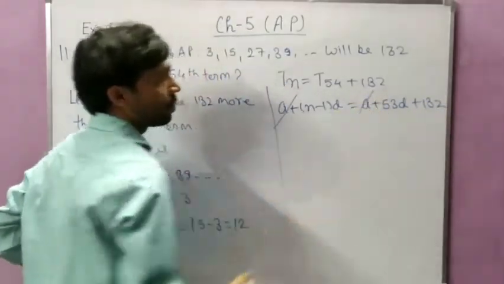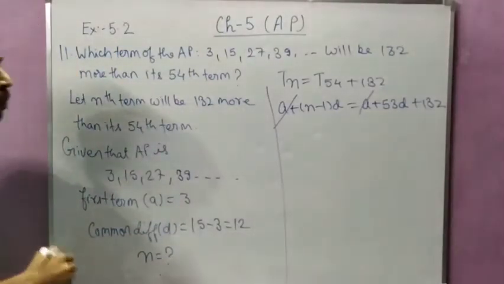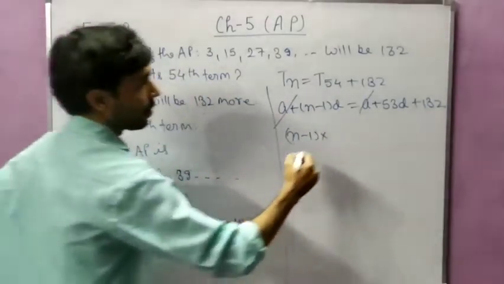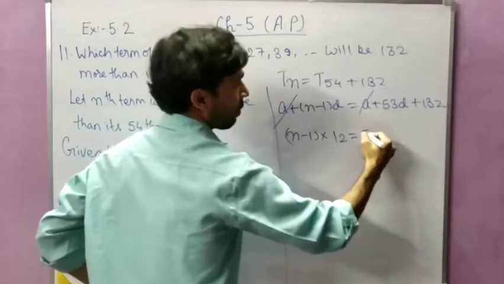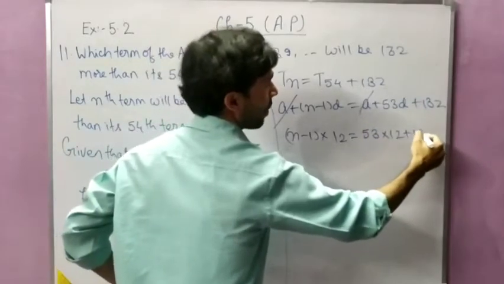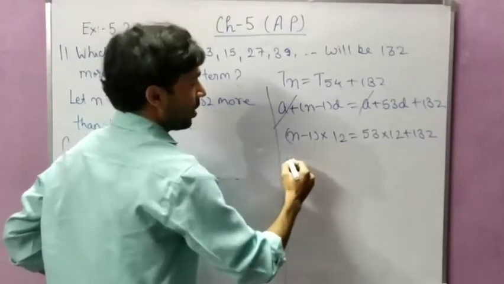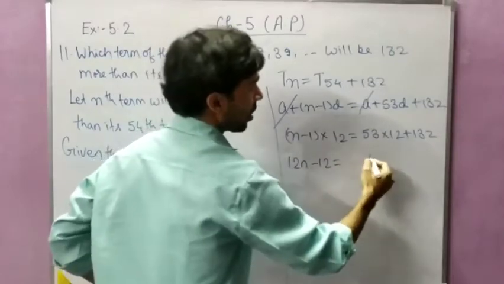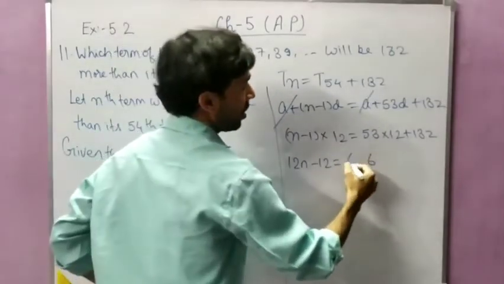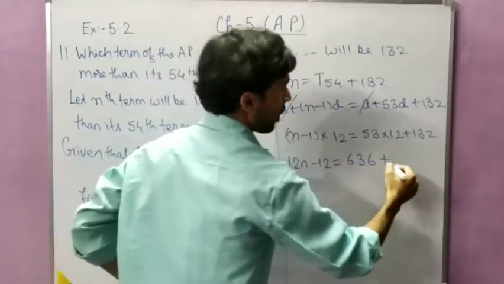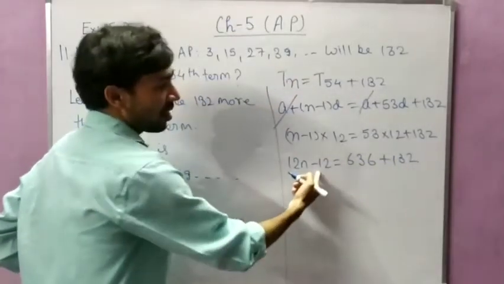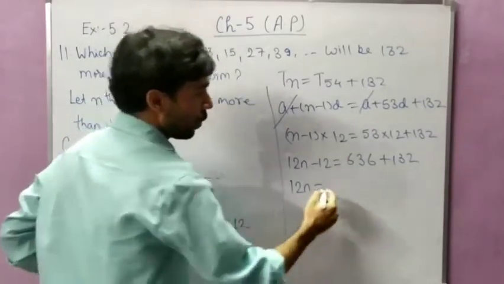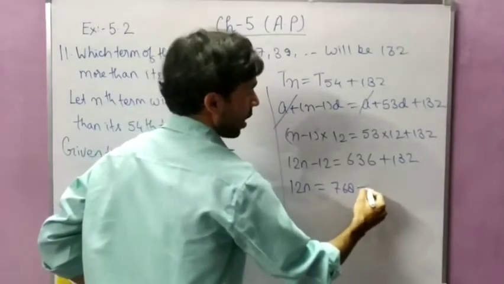Now A cancels. Now put the value of D. So here is n minus 1, and the value of D is 12, equal to 53 into 12 plus 132. Now multiply it: 12n minus 12 equals, when you multiply these two, 12 3s are 36, carry 3, 12 5s are 60 and 3, 63, plus 132. Now transfer this 12 to that side, so 12n is equal to, when you add these two, you will get 768 plus 12.